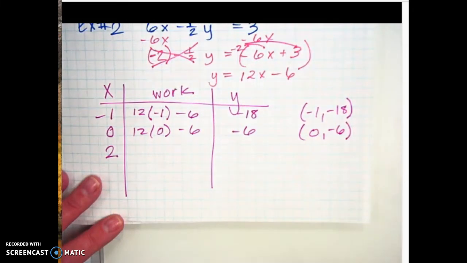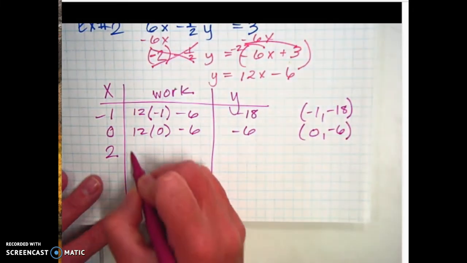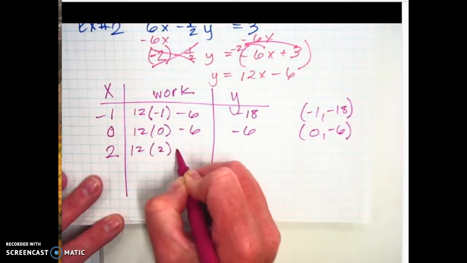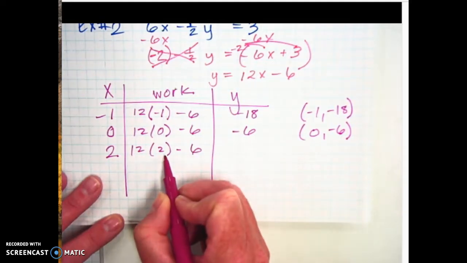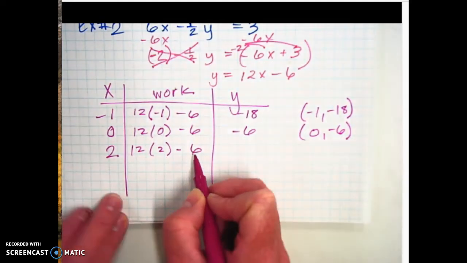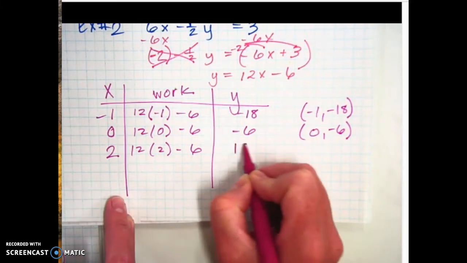So that one you might be able to do in your head. And then 12 times 2, minus 6 more. So 12 times 2 is 24. 24 minus 6 is 18.